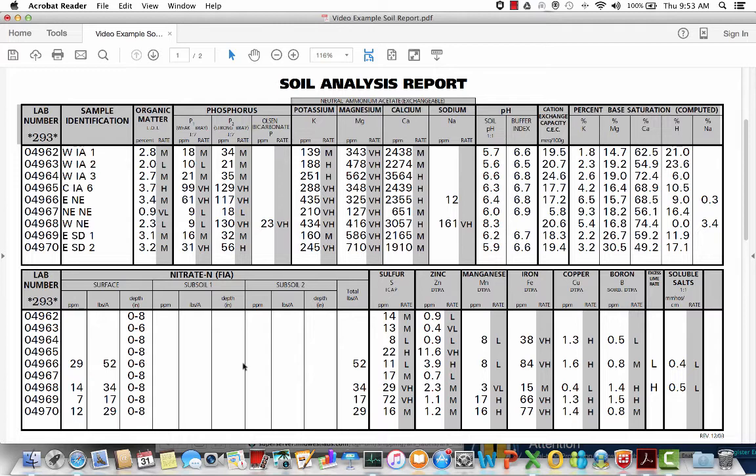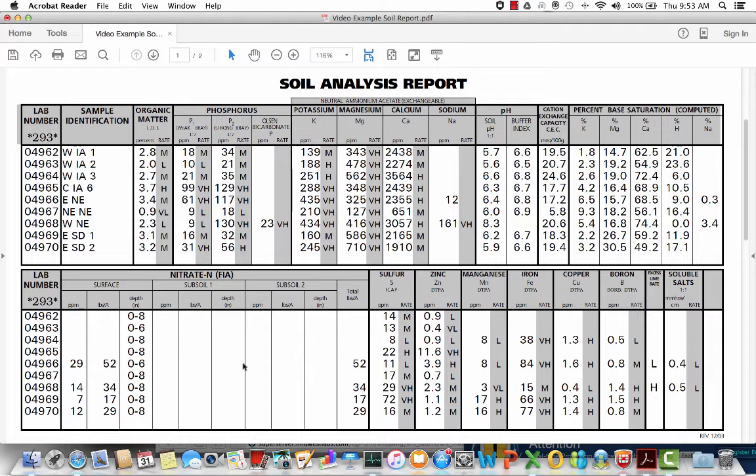The pre-side dress nitrate test that was developed by several of the land-grant universities, I know it's used heavily by Iowa State, but I want to say some of the eastern universities push it as well. That's a 1 foot deep sample, so 0 to 12 inches. Some of the land-grant universities will talk about looking at carryover nitrates in a 0 to 24 inch sample or a 0 to 36 inch sample.